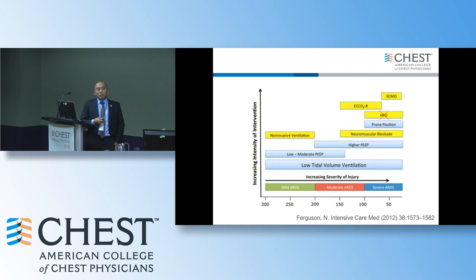Now, what we know, and these are the recommendations from the guidelines, is that low tidal volume is important to decrease lung injury. As the ARDS increases, higher PEEP that was just estimated using a table was beneficial in a meta-analysis. Neuromuscular blockade seems to be beneficial. It's just one trial in one center, so that's why it's yellow. But improved mortality. Prone position also improved mortality.